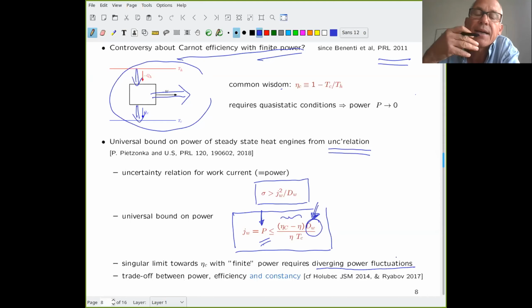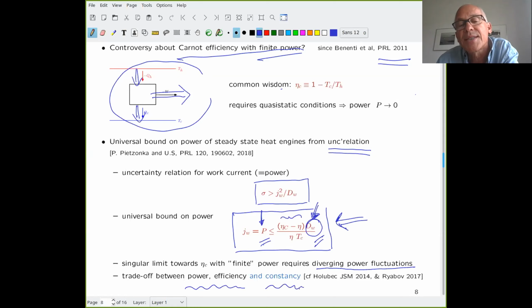And this insight unified quite a number of case studies. Massimiliano had a paper, Michele had a paper, and I think it's a nice universal relation which helps us to understand this issue. Yes, in principle, it's possible to reach Carnot at finite power, but certainly only at the price of having divergent fluctuations, which then finally leads to a trade-off, not involving only power and efficiency, but also constancy. And this again is something which people have observed earlier in special cases.